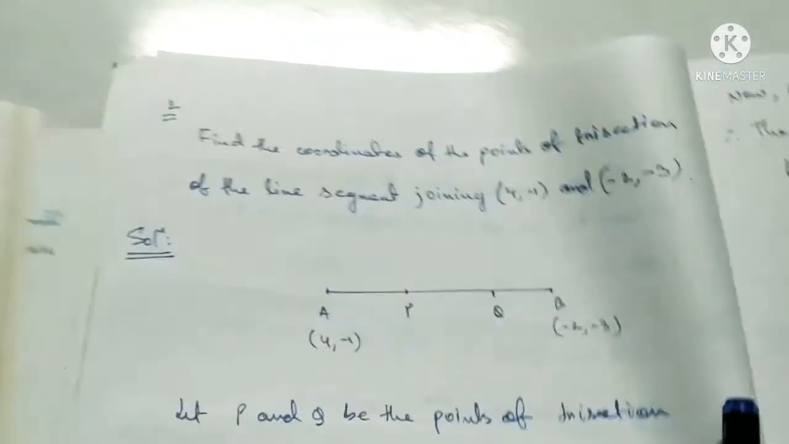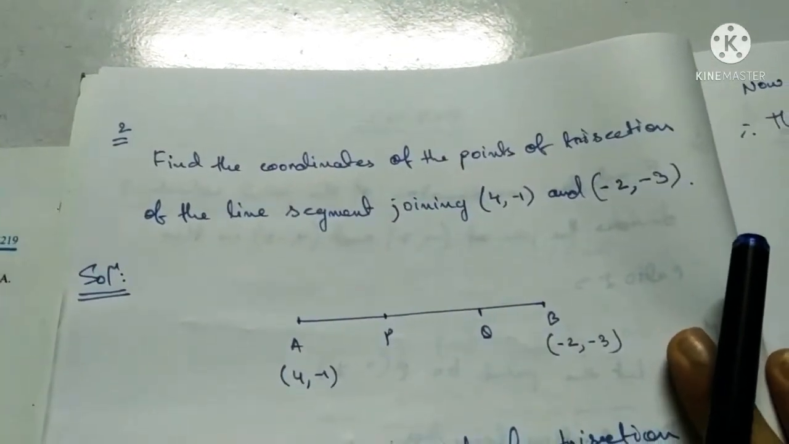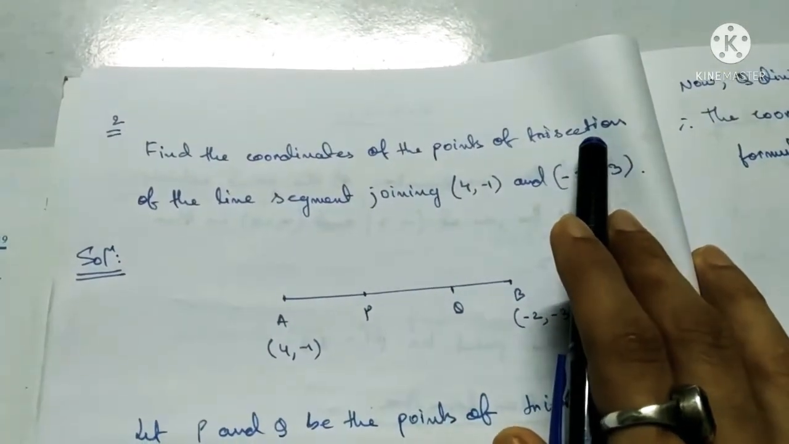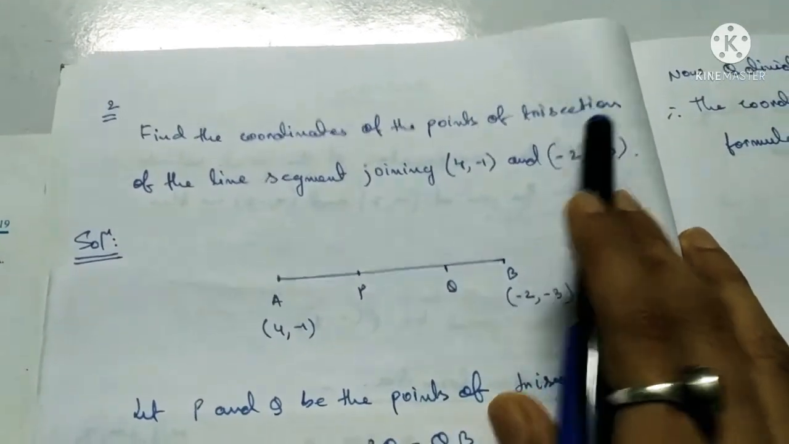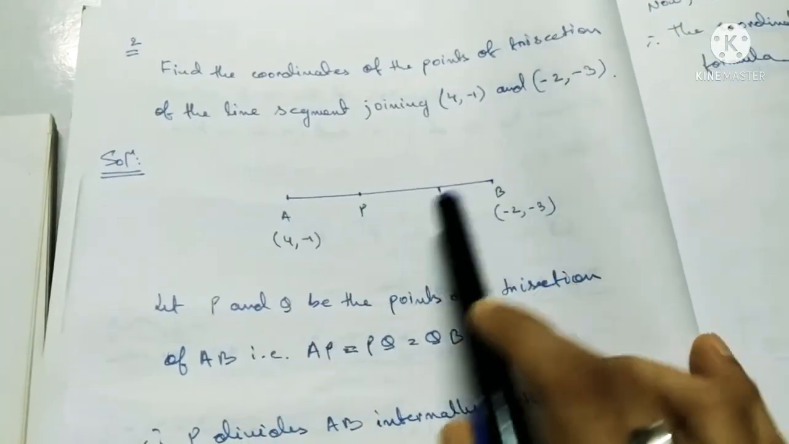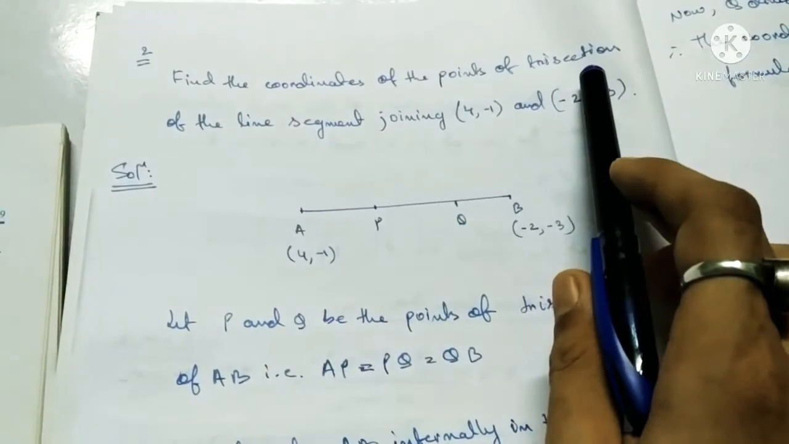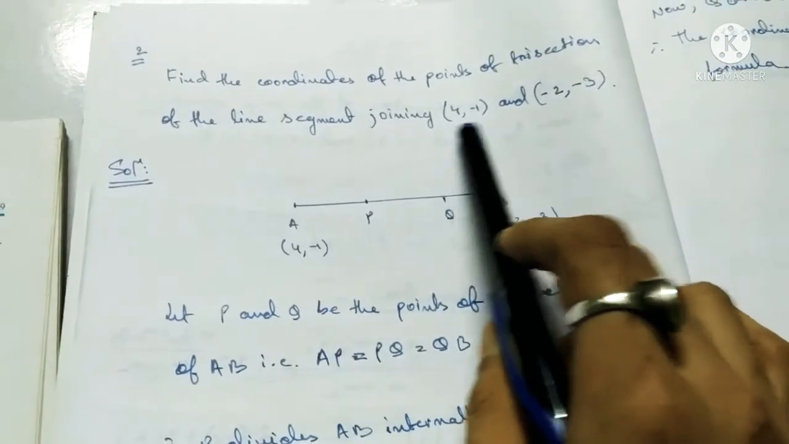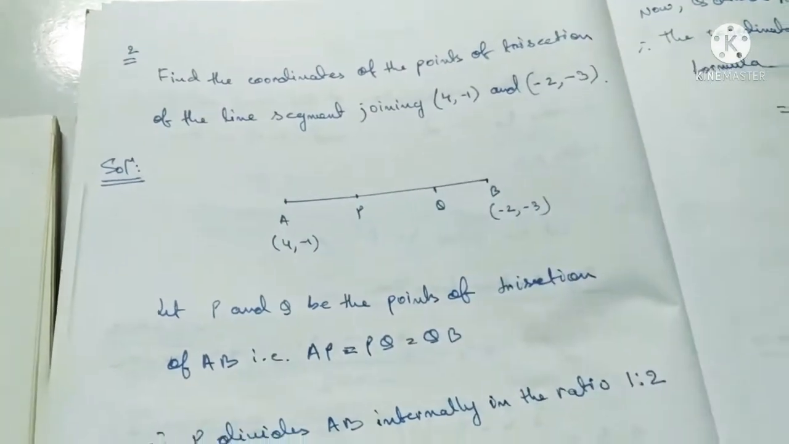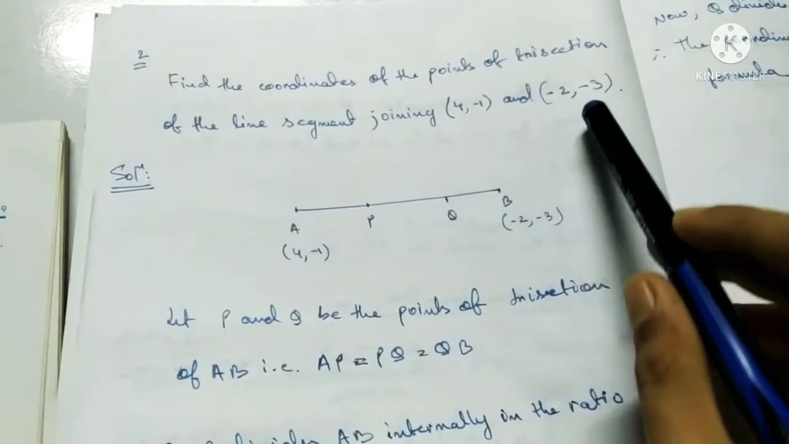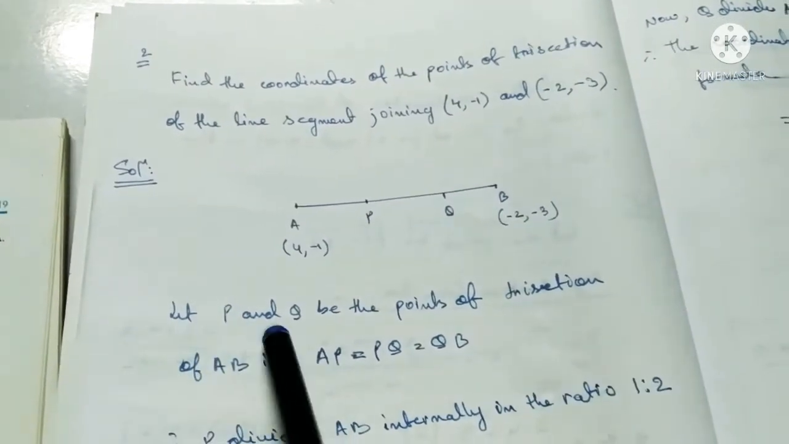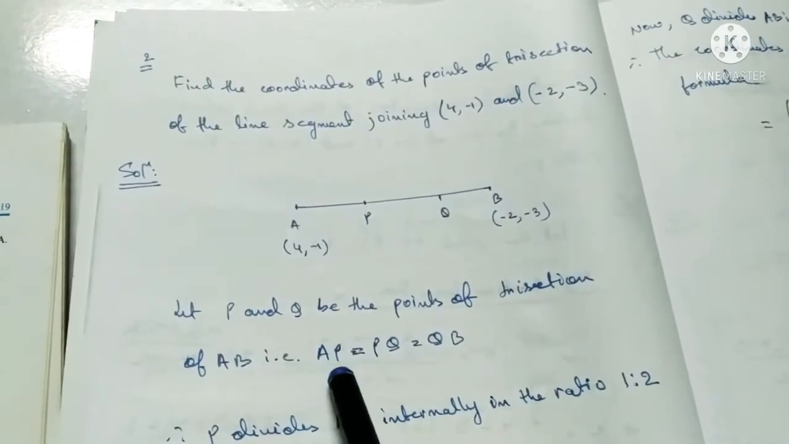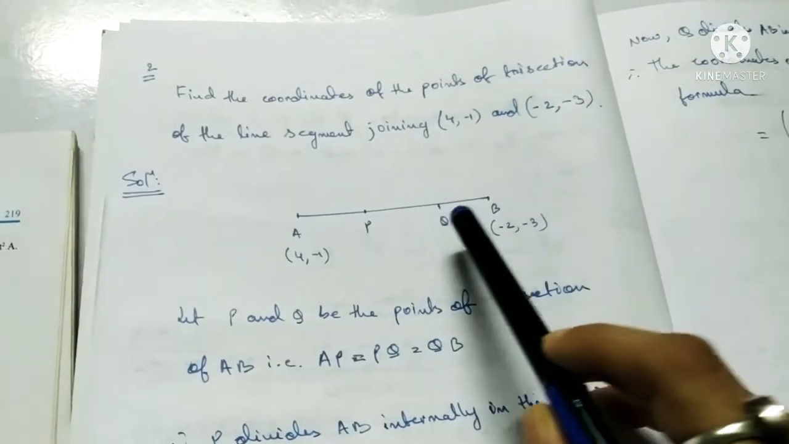Next, you see question number 2 saying: find the coordinates of the points of trisection of the line segment joining these two points. Here I have named this point A and this point B. Let P and Q be the points of trisection of AB. That is, here AP is equal to PQ is equal to QB.